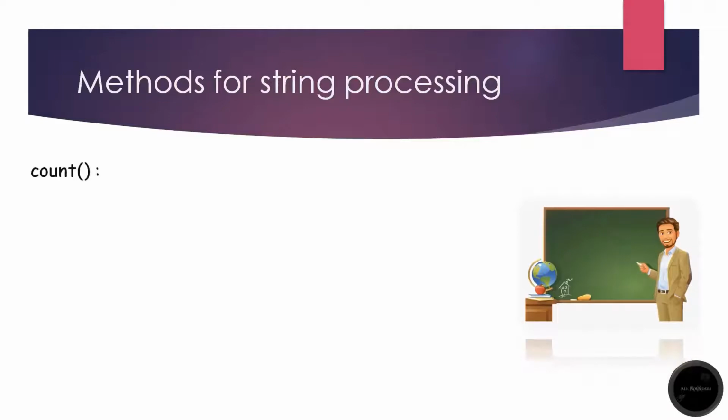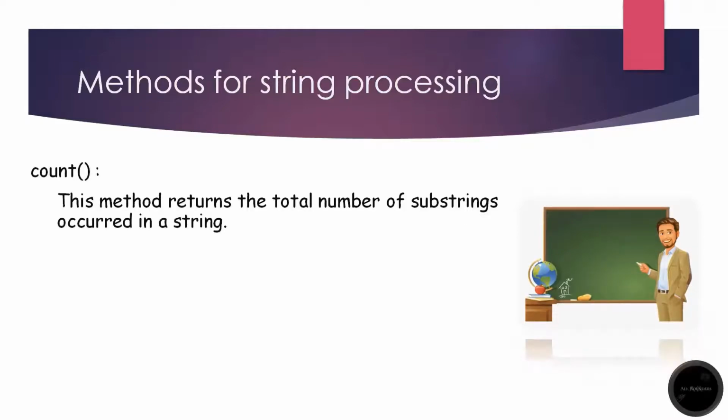Then we have the count function. This method returns the total number of times a substring occurs in a string. Like, we have a string "a dog is a" with a total of 4 words. Then by using the count function, you can calculate how many times a substring occurs in the string.